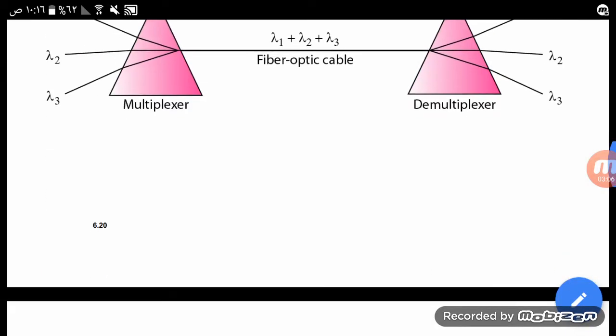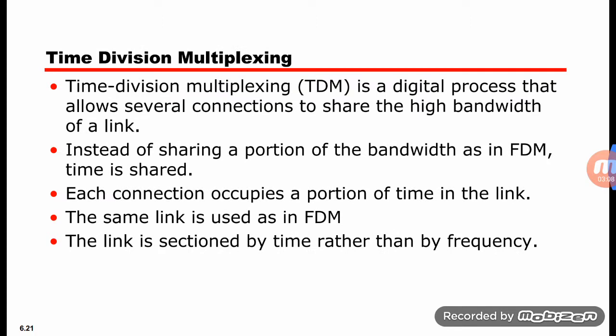Now we come to something called time division multiplexing. It is very important. It is used for digital data, TDM or time division multiplexing. The concept is simple. TDM is a digital process that allows several connections to share the high bandwidth of a link. Instead of sharing a portion of the bandwidth as in FDM, time is shared. Each connection occupies a portion of time in the link.